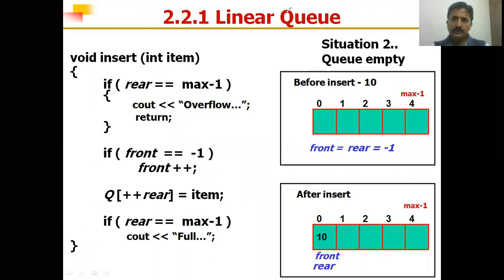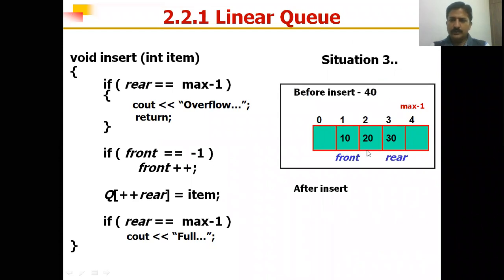In the next situation you can see that you can have a situation where front is somewhere in between and rear is also somewhere in between, but front should be in the beginning and rear should be after. So before insert 40, we have shown the situation here where front is pointing to the index 1 and rear is pointing to index 3. So front is storing 10 and rear is storing 30 at the indexes here, whereas max -1 is 4.